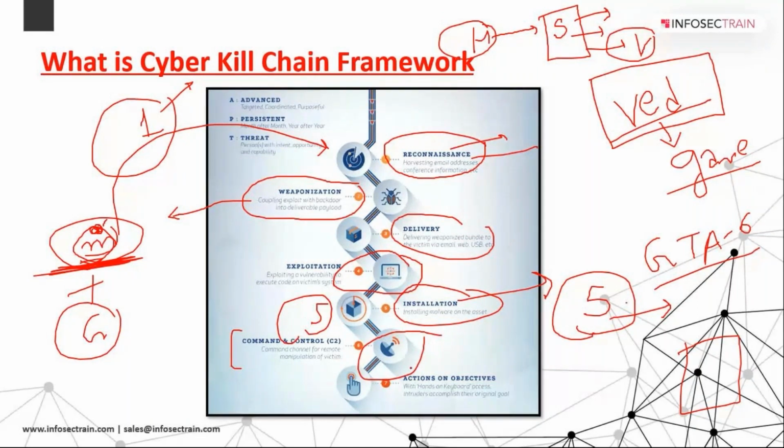And then comes the seventh step, action on objective. It means that whatever my objective is, I'm fulfilling that. I want to completely steal all of Ved's data. I want to encrypt his information. Or I want to steal his personal files and photos, and then use them to blackmail him. And many times I've seen that people nowadays have a lot of OTPs and passwords they need, right?